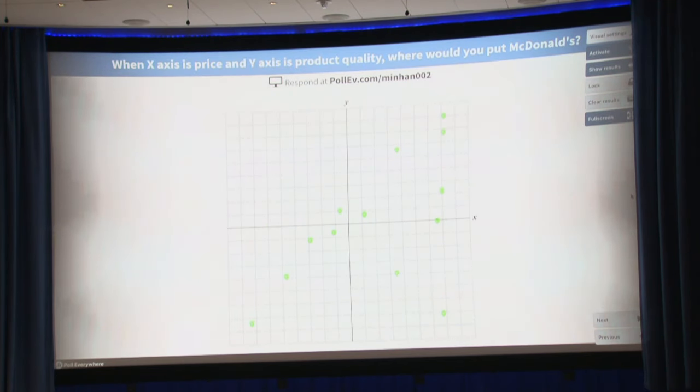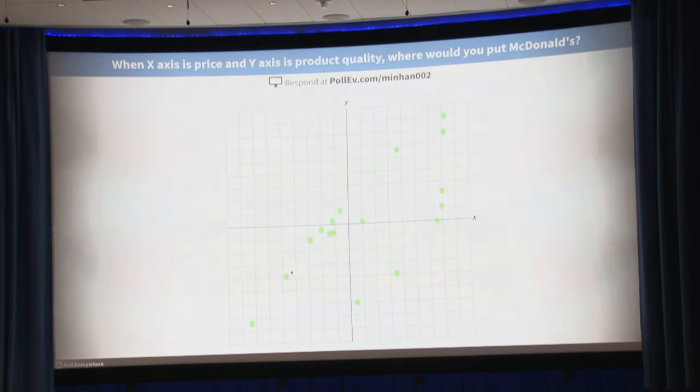The x-axis is price, and the left side is low price and the right side is high price. And the y-axis is product quality, and the bottom is low quality and the top is high quality. Now, you put the point. Where would you put McDonald's on that axis? But I see it like everywhere. I was expecting it would be pretty close together, but I see all these answers are everywhere.